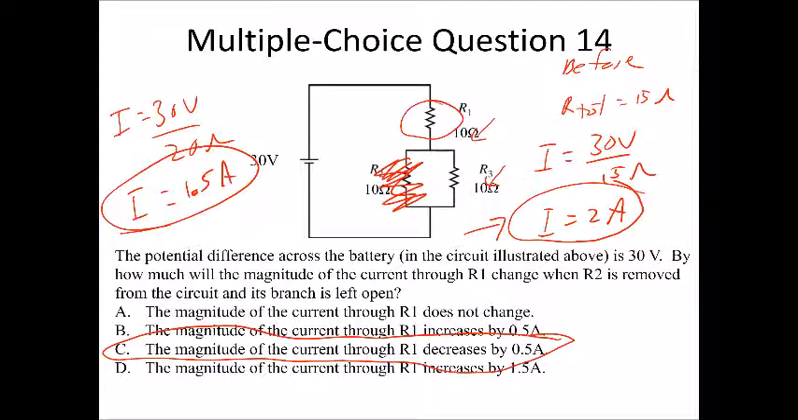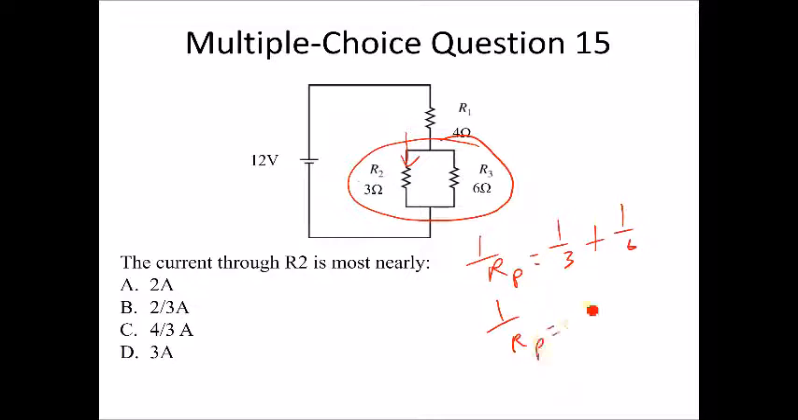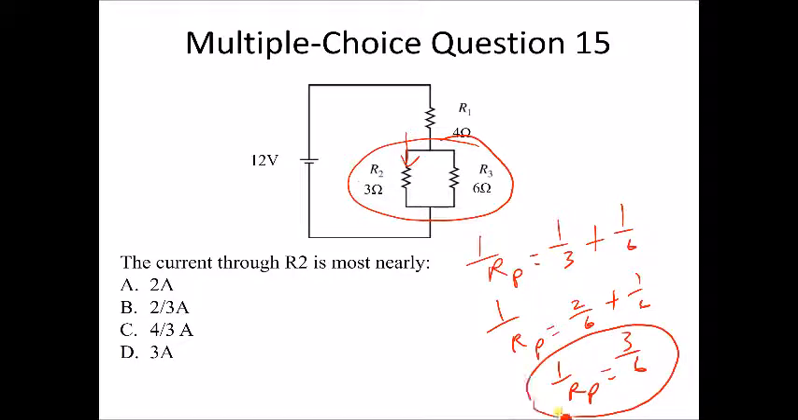So let's move along to multiple choice question 15. Again, we've got a mixed circuit and we want to know the current through R2. So we want to know the current through this branch. Before we can do anything, we need to find the equivalent resistance of the parallel part of the circuit. 1 over Rp equals 1 over the first resistance plus 1 over the second resistance. We get a common denominator of 6. So 1/3 is 2/6 plus 1/6. 1 over Rp equals 3 over 6. We flip both sides and get Rp equals 6 over 3, or Rp equals 2 ohms.